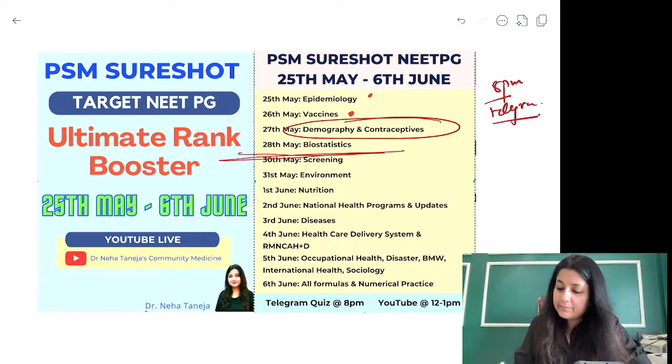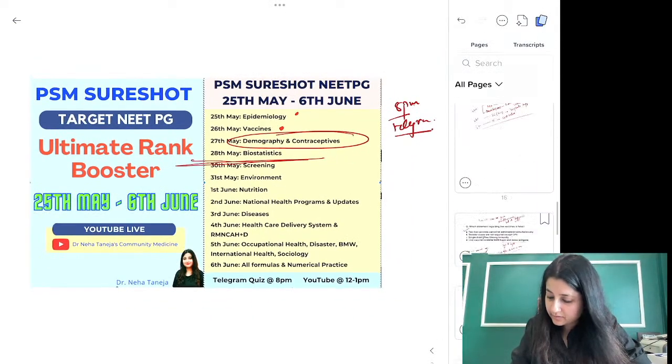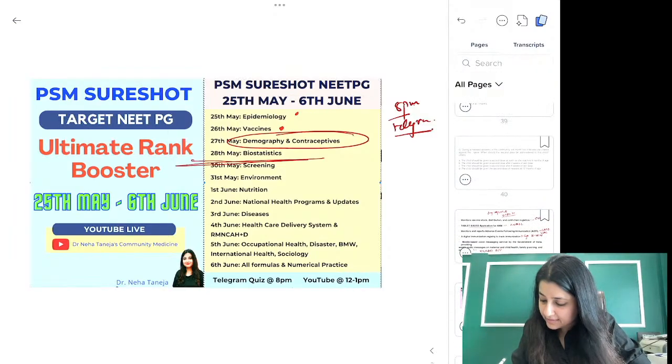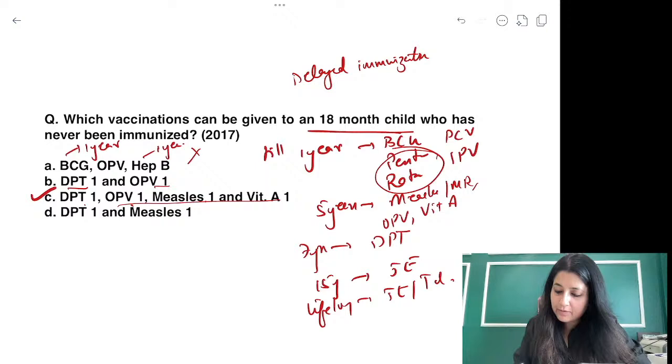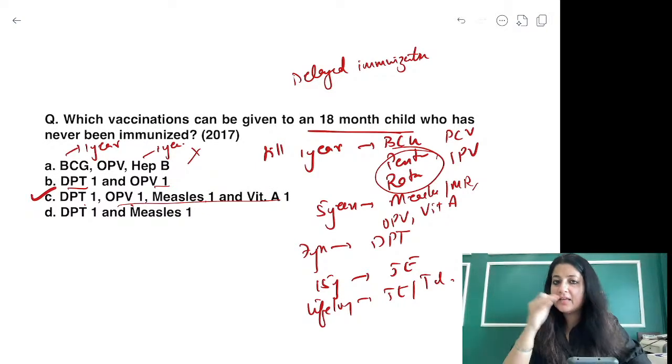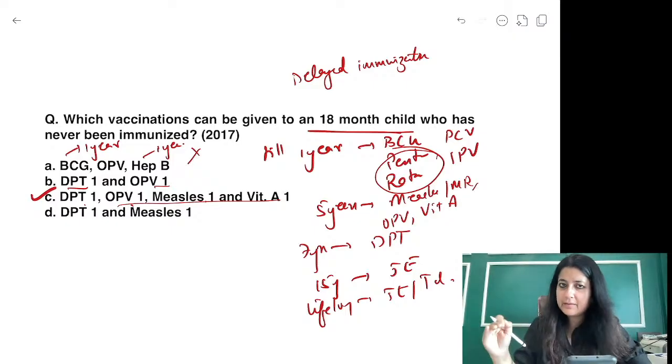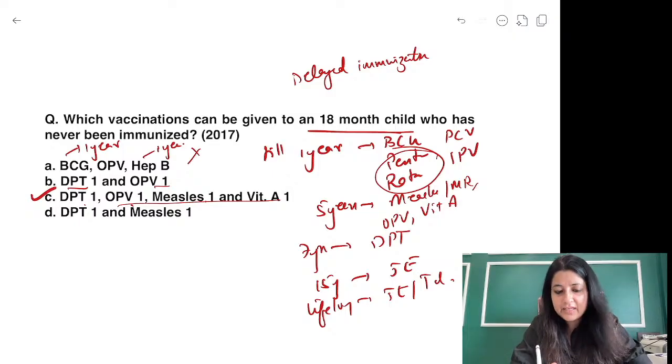Okay? Delayed immunization table I will just quickly show you. In delayed immunization you have to remember that, look over here, till 1 year: BCG, pentarota, PCV, IPV. It's all rhyming. BCG, pentarota, PCV, IPV. 5 years, measles, MR, OPV, vitamin A. 7 years, DPT. 15 years, JE. Lifelong, TT, Td.